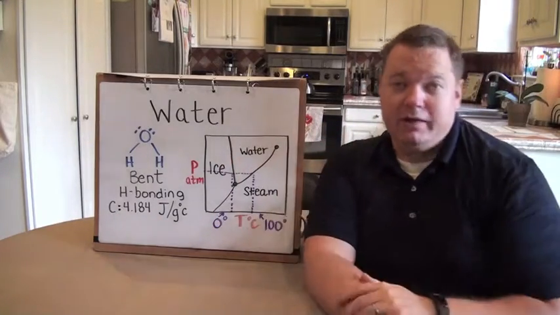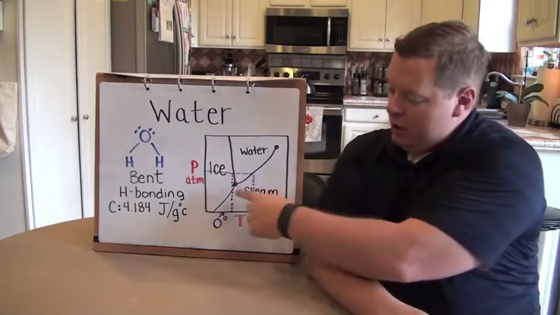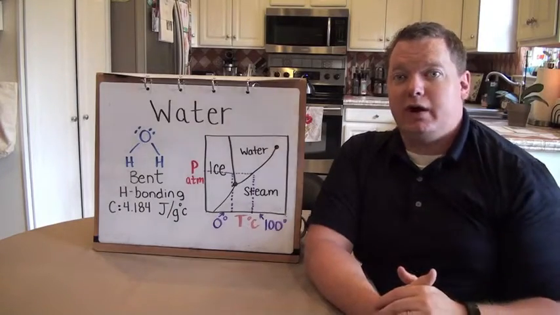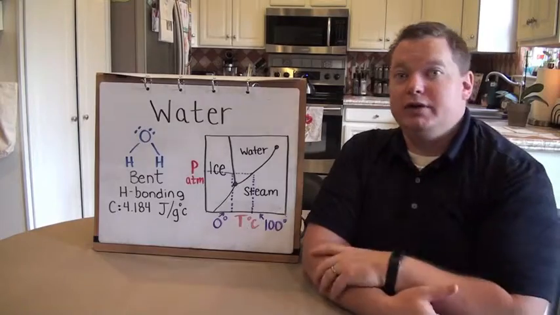Typically, though, being in the US, we work more with the English unit of Fahrenheit. We know that the melting point of water is 32 degrees Fahrenheit. The boiling point is 212 degrees Fahrenheit.